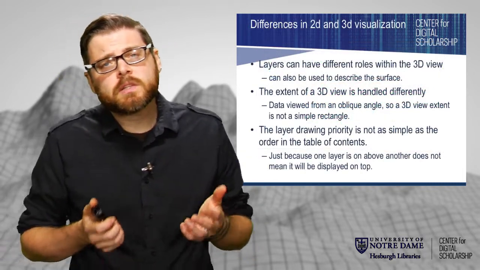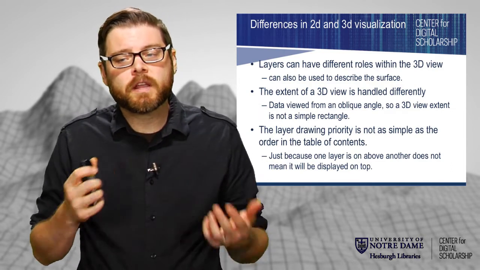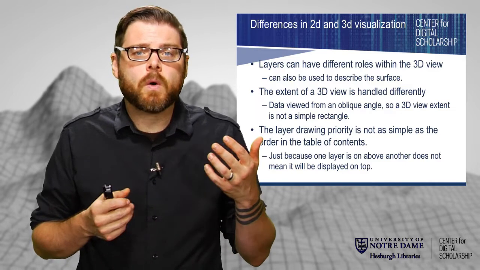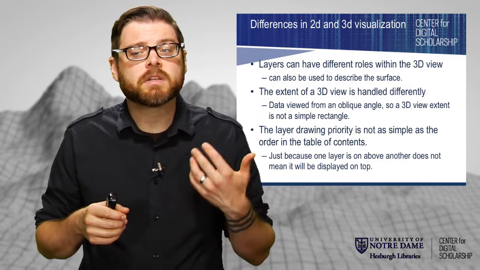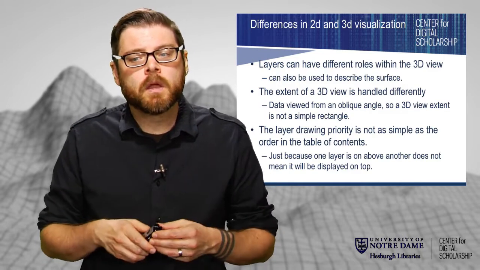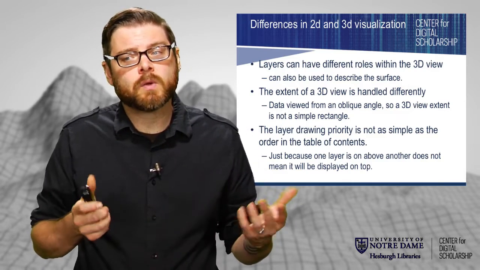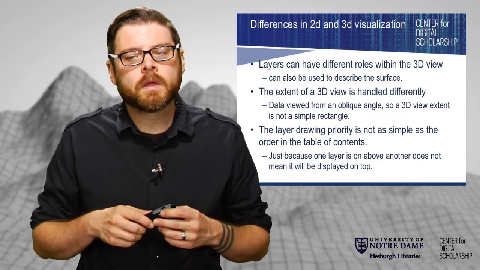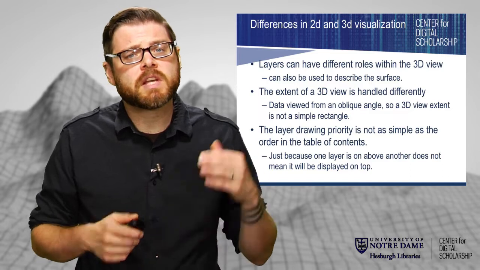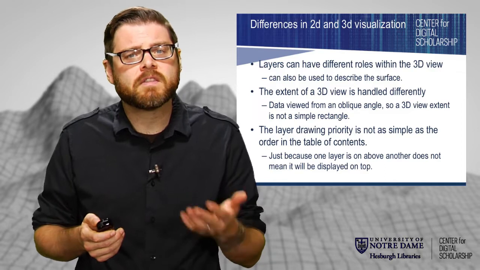So the differences between 2- and 3-dimensional visualization in ArcGIS are essentially that the different layers can have different roles in the 3D view. They can be used to describe the surface. The ordering of them in the table of contents is not particularly important because the elevation is what's going to actually control what's on top of one thing or another. The extent of a 3D view is handled quite a bit differently. When you're zooming in and out, you have additional dimensions that you have to work with. And drawing priority can be a bit of an issue. Simply because something is on top of it in the table of contents doesn't mean it's going to necessarily draw on top of it in the actual thing, even if the elevations are the same.